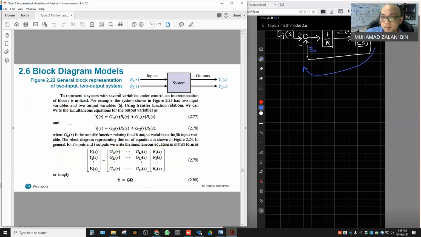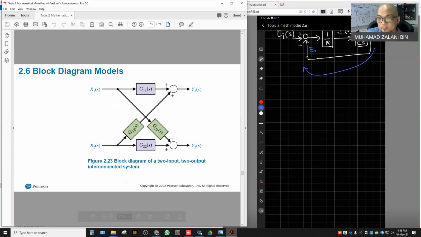This is another information from the buku text, which is the theory. For example, this block diagram has two inputs and two outputs. We can relate this by using the mathematical equation and rearrange it into an n-dimensional system, for example, and then relate it as a vector and matrix like this.